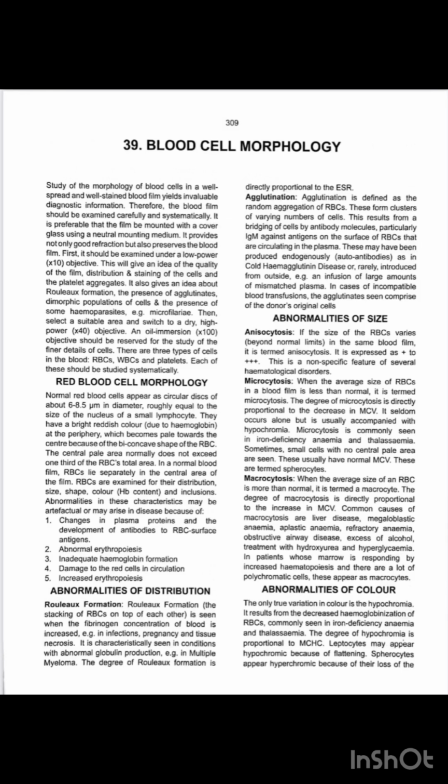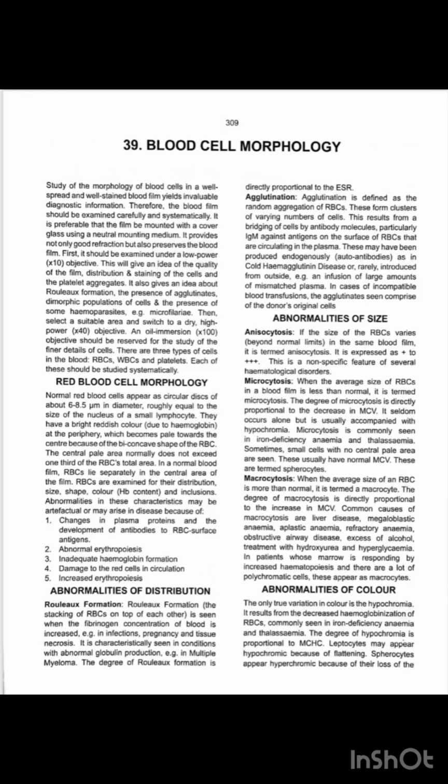Now the RBC morphology. Normal red blood cells are circular discs of 6 to 8.5 micrometers in diameter. Roughly, their size is almost equal to the nucleus of the small lymphocyte. The bright reddish color is on the periphery and the center is pale. That gives RBCs a biconcave shape. The central pale area is normally not more than 1/3 of the total RBC area.